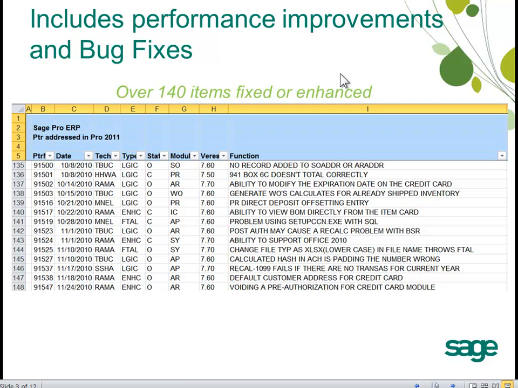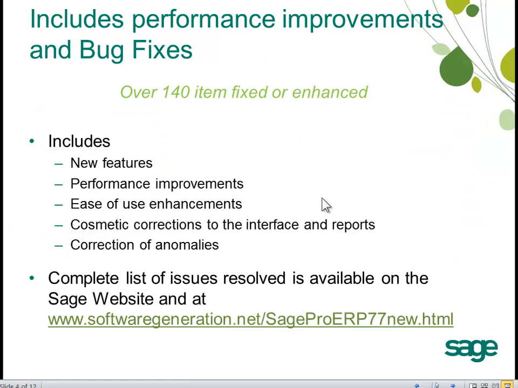Okay, first, Sage has been extremely busy fixing things. They've made over 140 different changes and fixes to the system that are listed in a document that is available. It includes performance improvements and bug fixes. The document is available at www.softwaregeneration.net, Sage Pro ERP 77 new HTML.